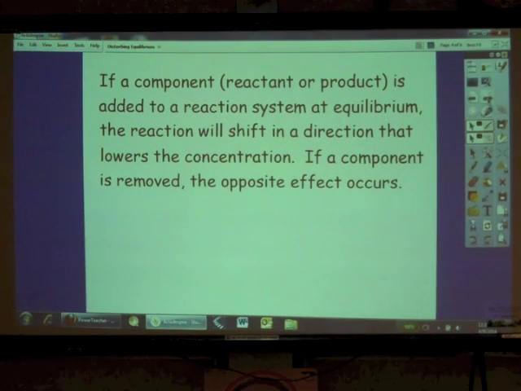So the first thing we're going to talk about is changing concentrations. If a component, and that can either be a reactant or a product, is added to a reaction system at equilibrium, the reaction will shift in a direction that lowers the concentration of whatever it is that you added. If a component is removed, the opposite effect occurs. So let's look at an example.